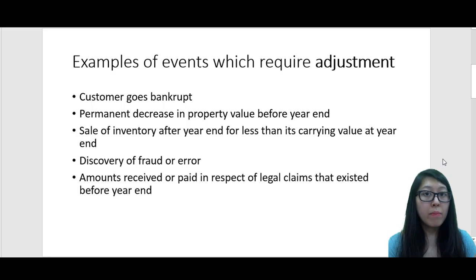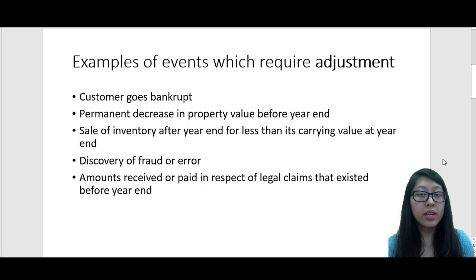Now here's another example: amounts received or paid in respect of legal claims that existed before the year end. So for example, during the year I face a legal case and I am at a risk of having to pay $5,000 to whoever is suing me. So I would have recognized a provision or a contingent liability. Now the thing is, if after the year end the case settles and I do have to pay that $5,000, then I'm going to have to go back and adjust my financial statements to reflect that the case has been settled, because the case relates to the year in which the financial statements were prepared and not the subsequent year.